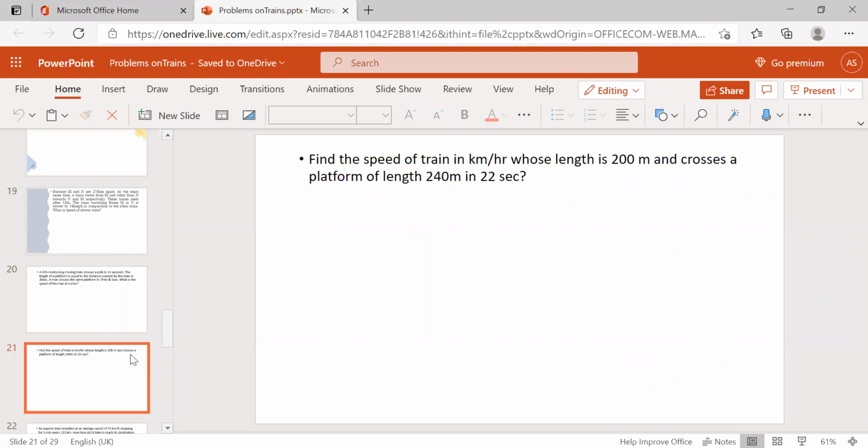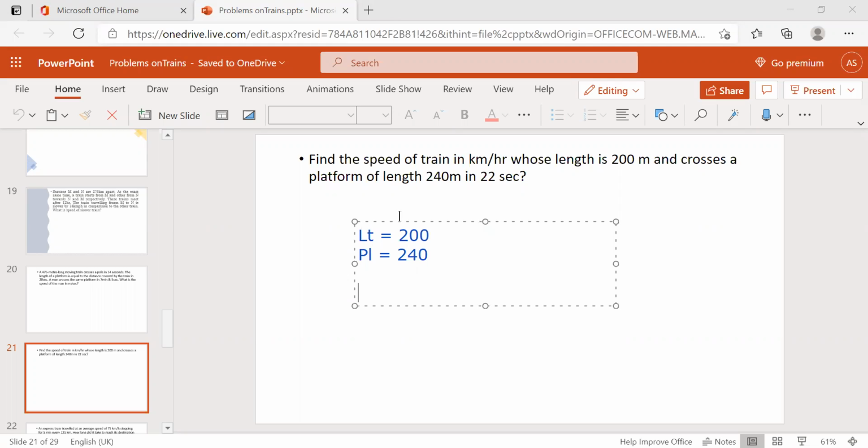Find the speed of the train in kilometers per hour whose length is 200 meters and which crosses a platform of length 240 meters in 22 seconds. So what they are saying here: they directly gave the length of the train, 200, and the platform length, 240. They are saying the train crosses the platform in 22 seconds.